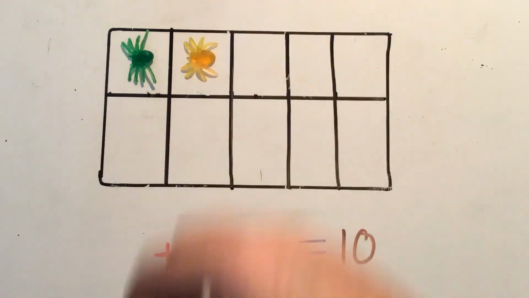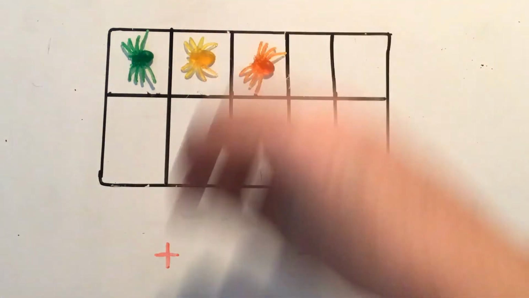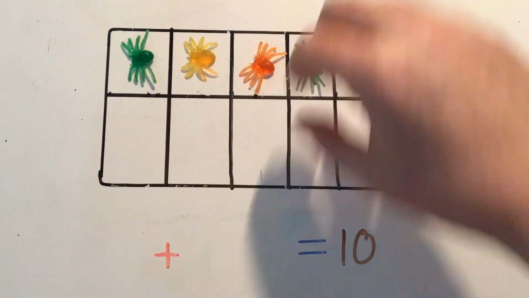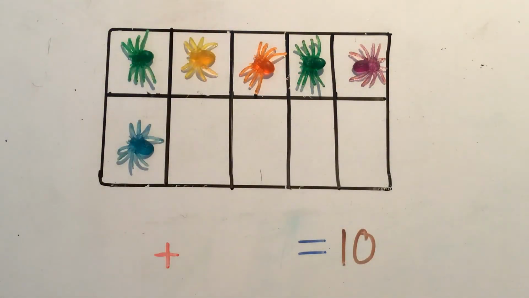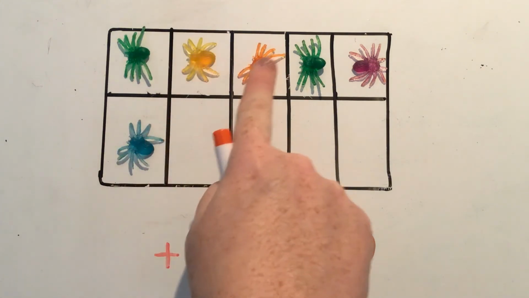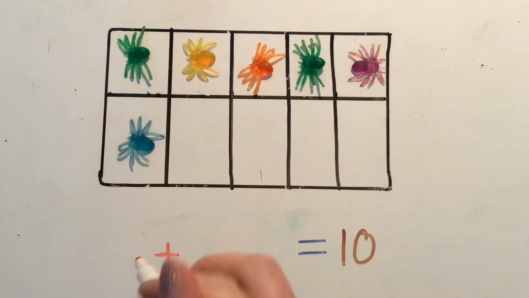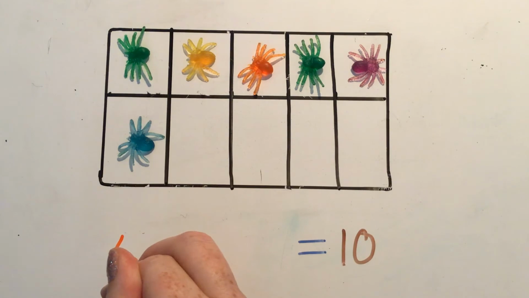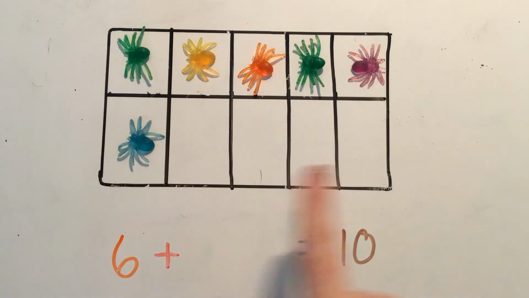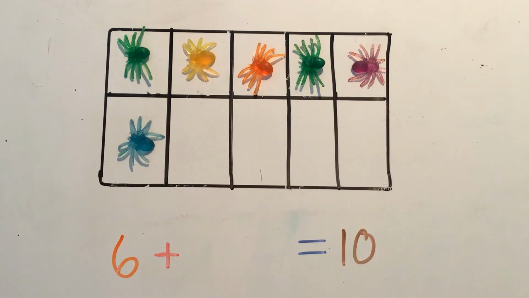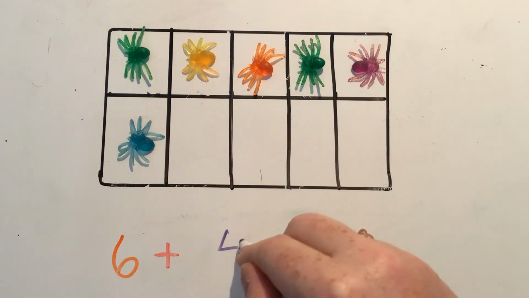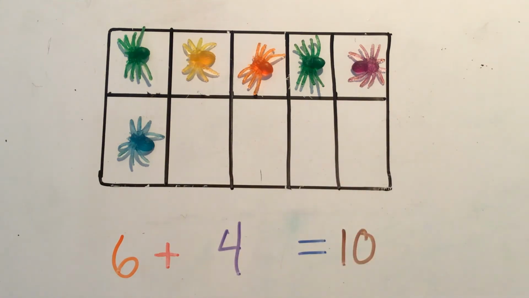1, 2, 3, 4, 5, 6. 1, 2, 3, 4, 5, 6. Sometimes I like to check my work and make sure I put the right amount by counting them again. So I have 6 spiders on my tens frame. How many more do I need? 1, 2, 3, 4. Oh, I would need 4 more spiders to have my tens frame full.